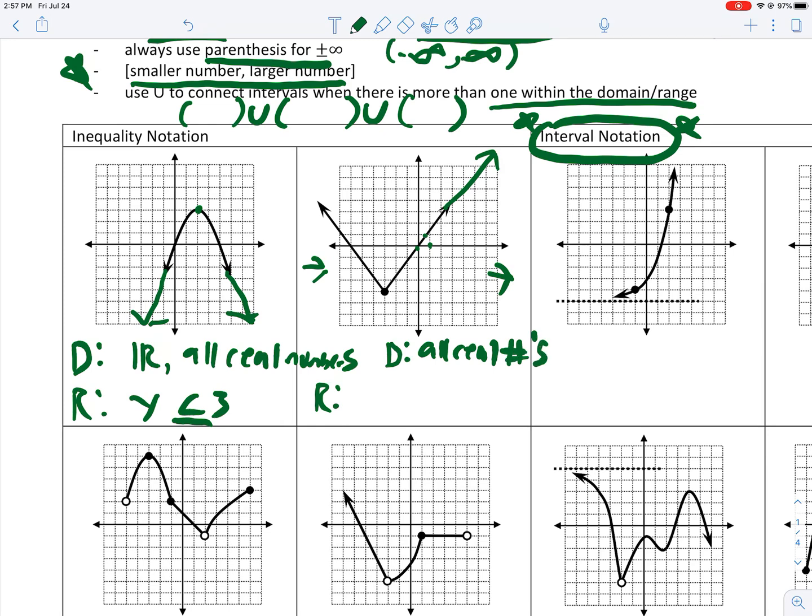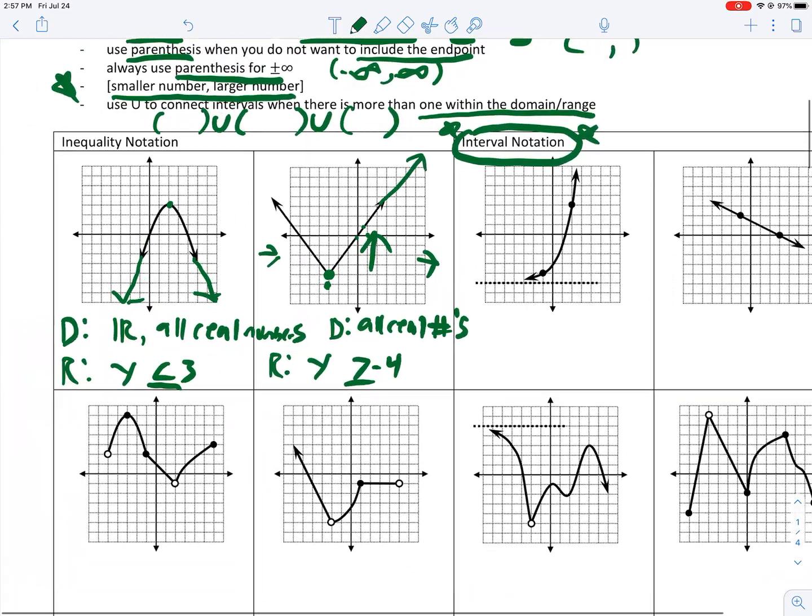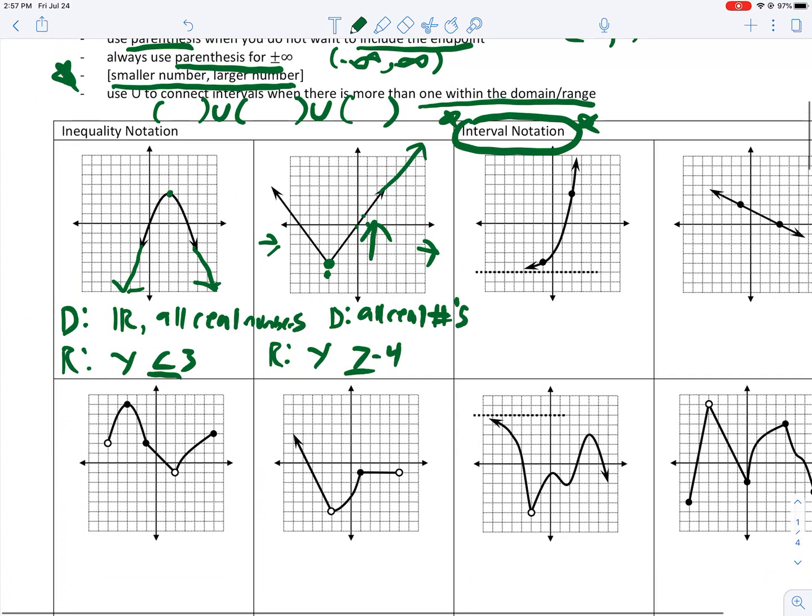Now your range, eventually you get down here, let's say 1, 2, 3, 4, at -4 you're good, but as soon as you get to -5, there's no point on the graph. So again, the range only goes to a certain point. It's greater than -4, but it's also equal to, because at -4 there's that point. So that would be your range. It's everything above -4, so it's greater than or equal to -4. Okay, so that's inequality.